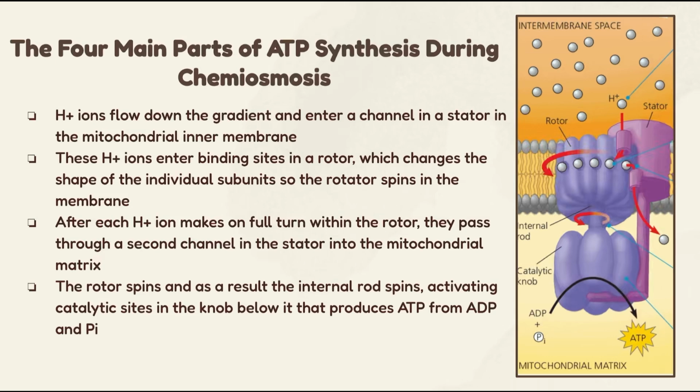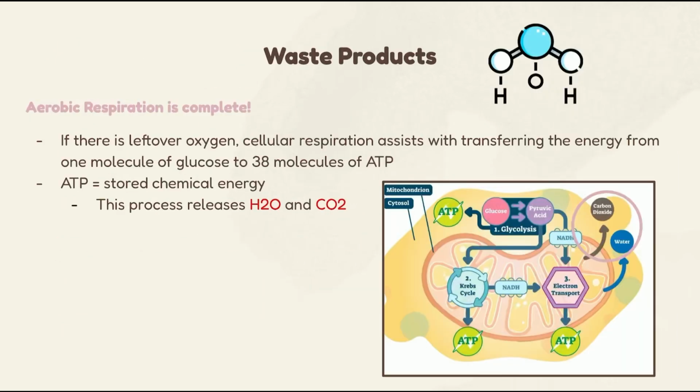Now, after this whole process, aerobic respiration is complete. If there's any leftover oxygen that is produced, cellular respiration takes place and transfers energy from one molecule of glucose into 33 ATP molecules, which is also stored chemical energy. During this, CO2 and H2O are released as waste.